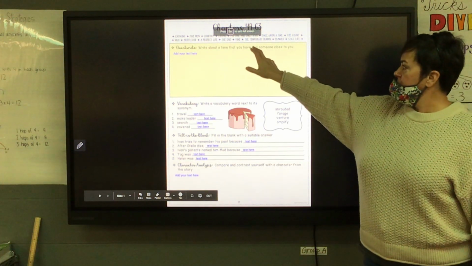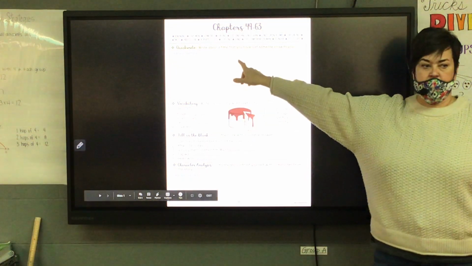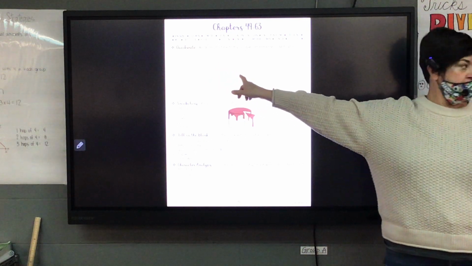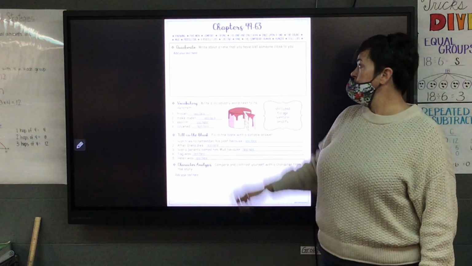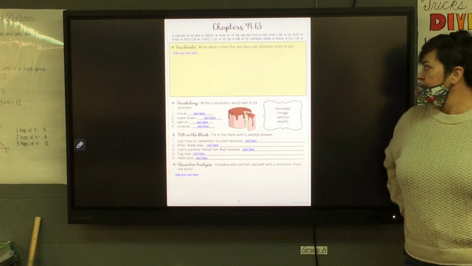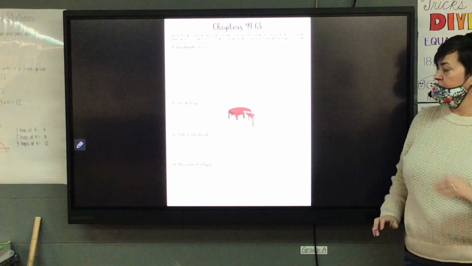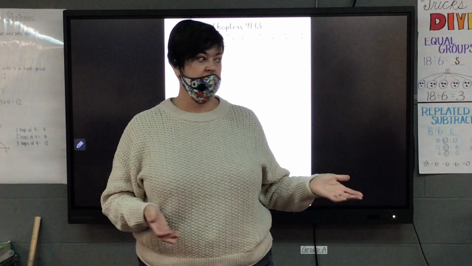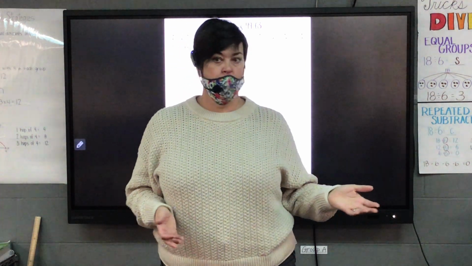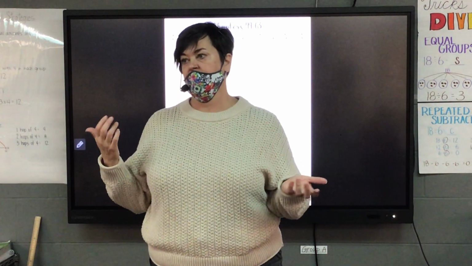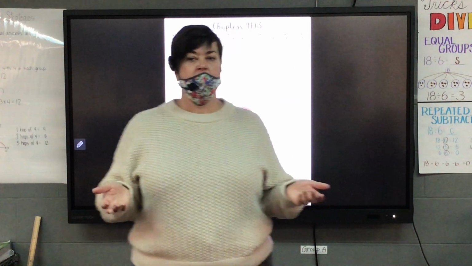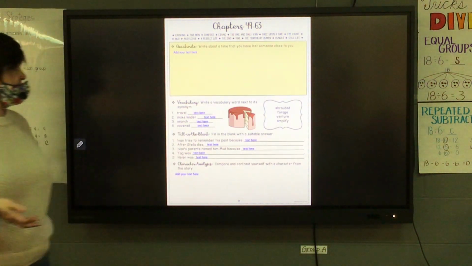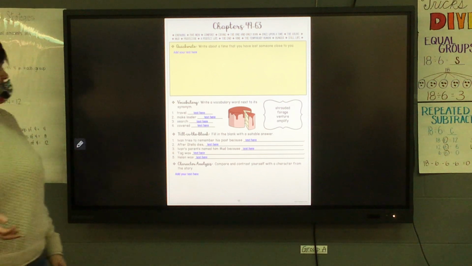Okay, so the quick write. Everybody have that opened up? Yep. It says, write about the time that you have lost someone close to you. Do we know what's going to be happening in the story? What are they referring to here? Stella. Okay, so think about a time that you've lost someone close to you.